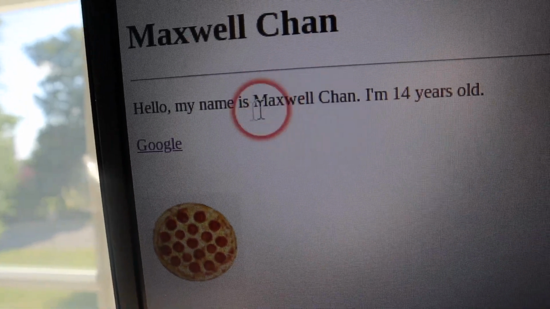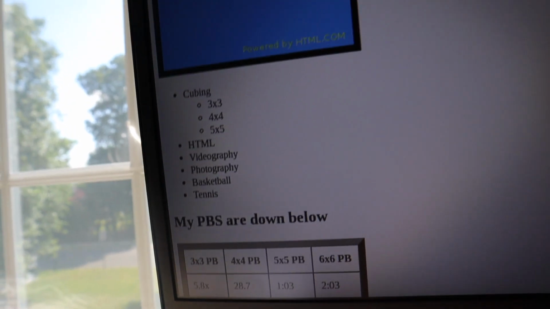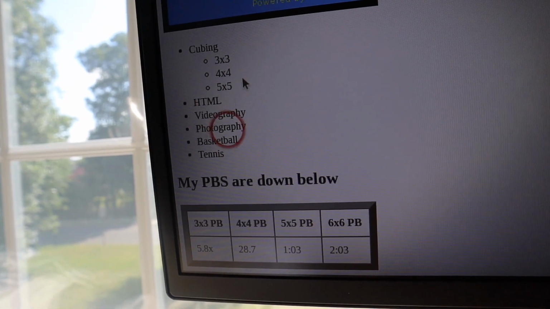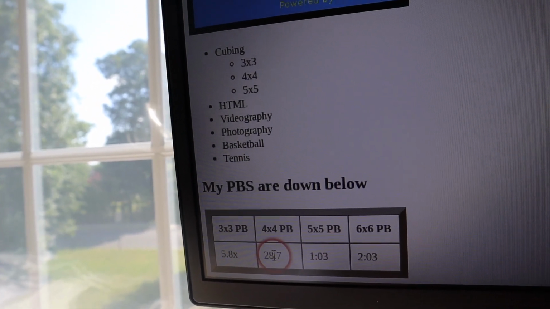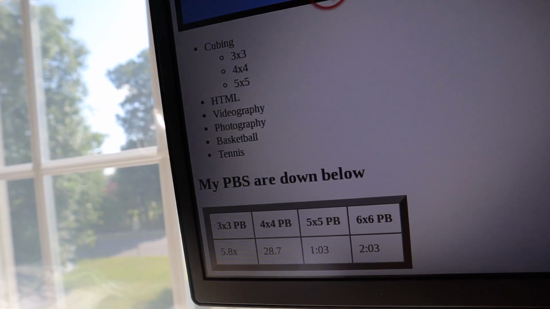So if we click on that, it'll open it up right here. Then it opens up Google, a bulleted list of cubing, like the things that I like to do, and a table of my personal best cubing times. So that's what it is right now. I think I made some pretty good progress.